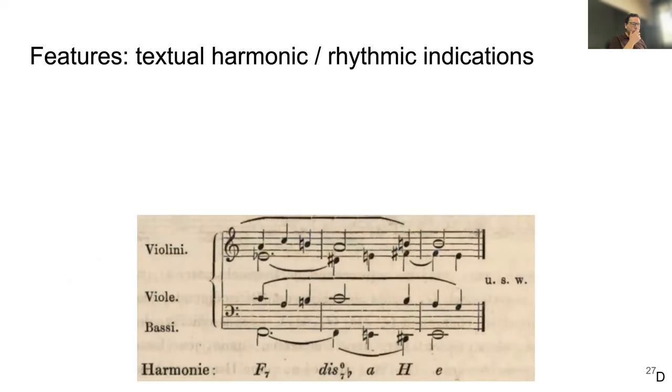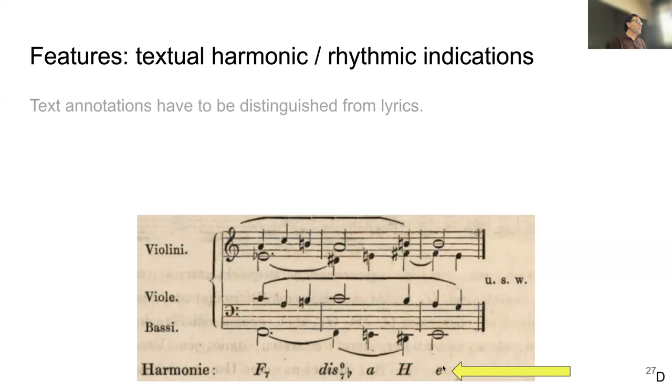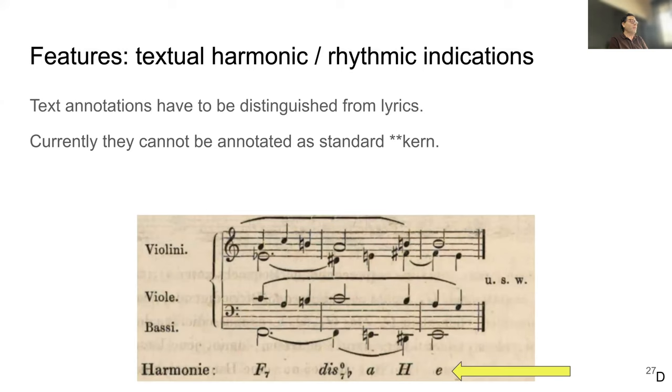A very important thing the corpus contains, as you can see here on the bottom, is many harmonic indications. They are harmony theory books, so there are hundreds of them. But the problem with that is, first, for OMR systems, it is difficult to identify it as a harmonic indication and distinguish it from lyrics, for example. The problem is that in Kern and in any other system, they cannot be annotated using a standard format. We're suggesting to use a text spine. That's something we have to do in the future.